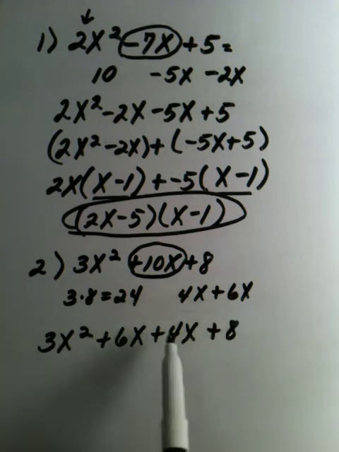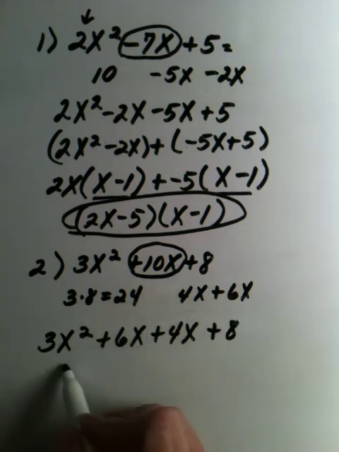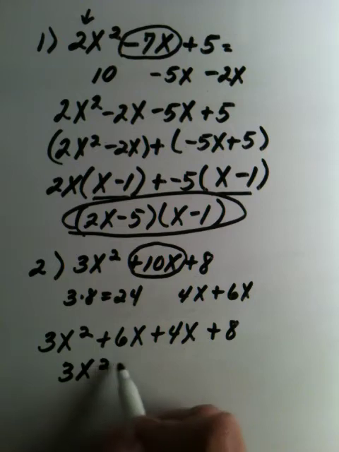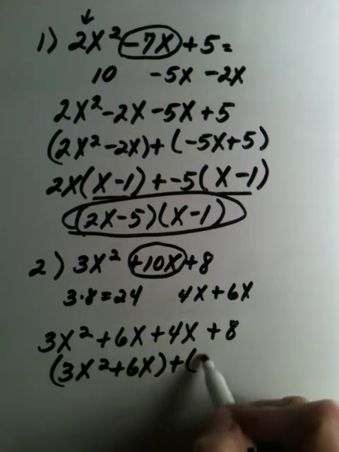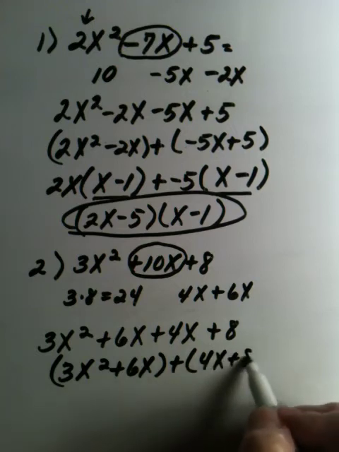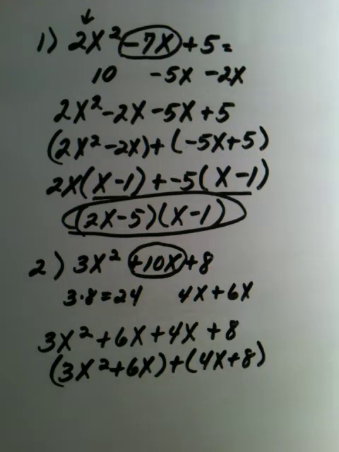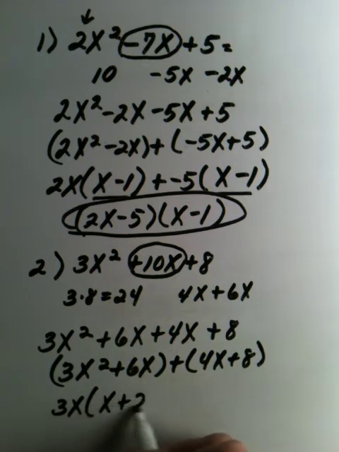We have 1, 2, 3, 4 terms. We're going to group. Rewrite the problem with the parentheses. We're going to pull out the GCF. For the first group, it is 3x. We divide, we get x plus 2.